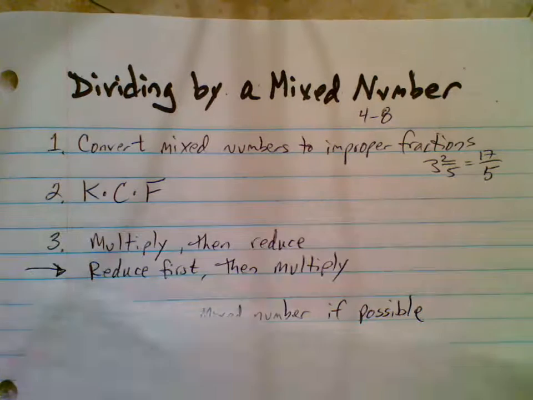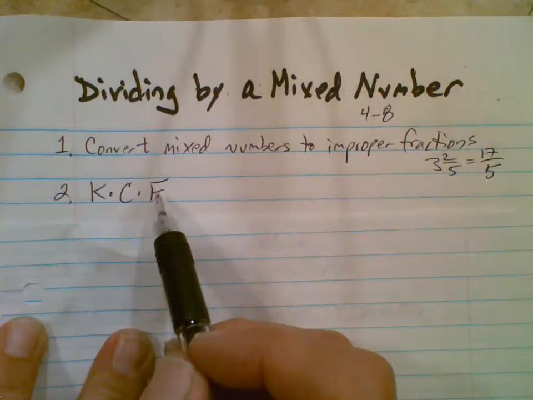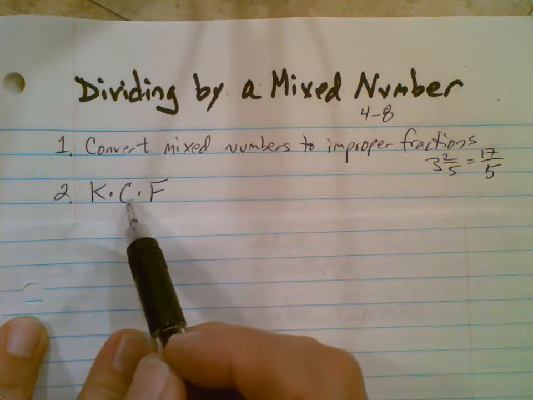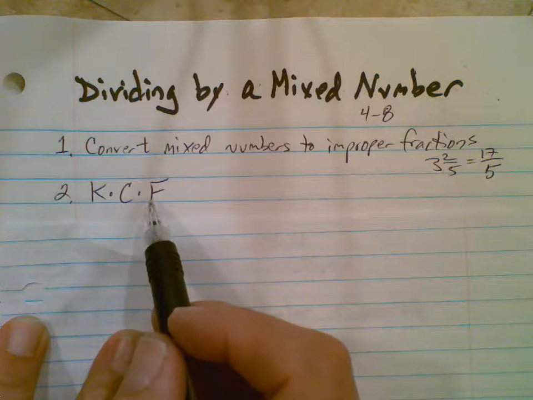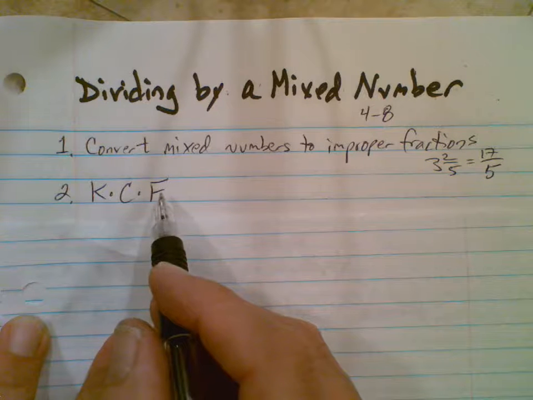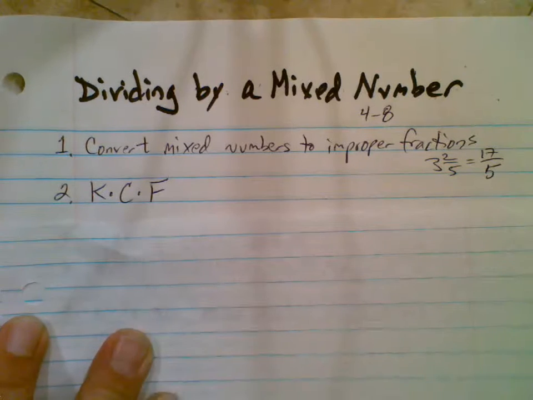The second step was keep, change, flip. So we're going to keep the first number, change the division to multiplication, and then we're going to flip the divisor. That's the fraction we're dividing by, and that's called its reciprocal.